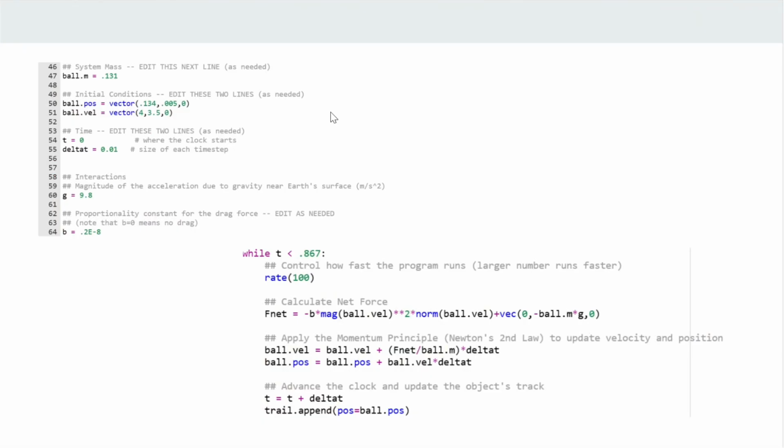Code. Some of the code that we used was, of course, the initial position, initial velocities, the initial time, gravity constant, 9.8, and then the drag constant, which we had to figure out through multiple tests, and then again the mass, which is 0.131, and then we use the Fnet formula, velocity update, and position update formulas.